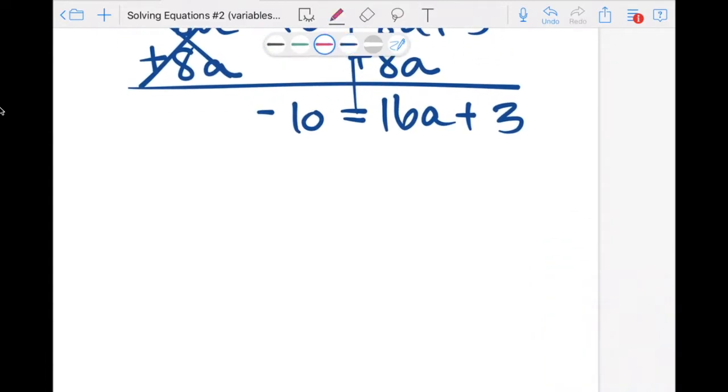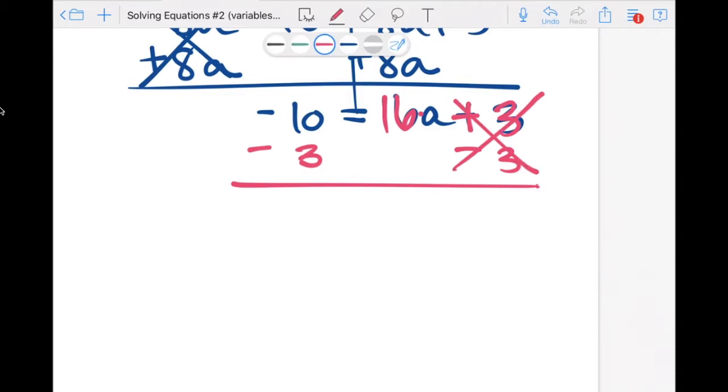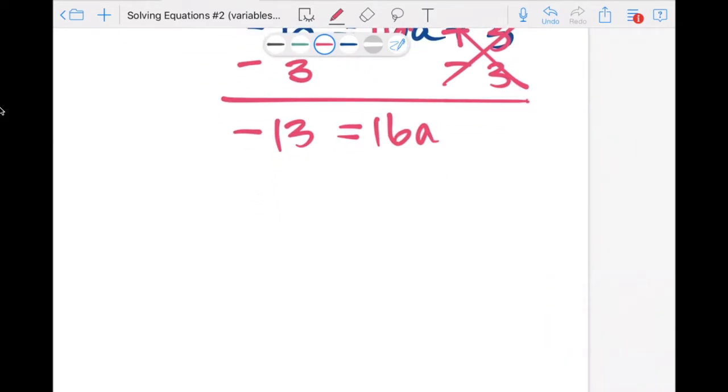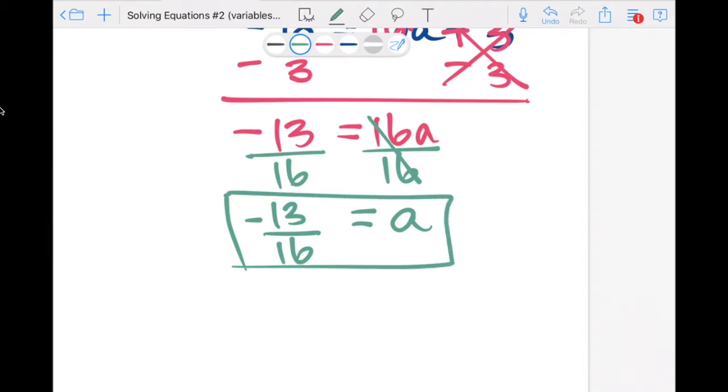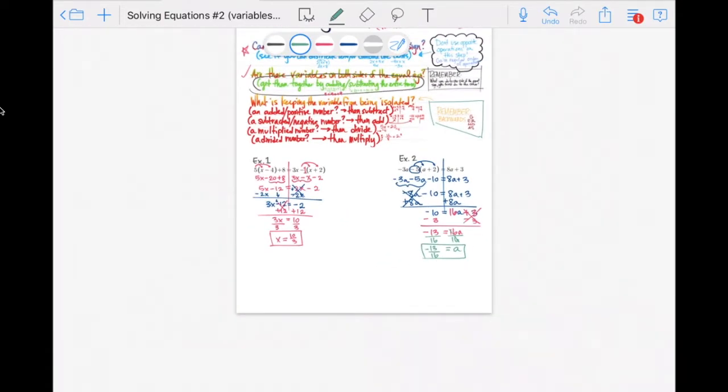Now, what's keeping my variable from being isolated? I've got 16 that's being multiplied and 3 that's being added. We're going to deal with addition and subtraction before multiplication and division, so I'm going to subtract 3 from both sides. Those cancel. Negative 10 minus 3 is negative 13, and then I bring down my 16a. Now, because 16 is multiplied by a, to get rid of it, I'm going to divide. Whatever I do to one side, I do to the other, and I'm left with a is equal to negative 13 over 16. All right, let's go ahead and move on.